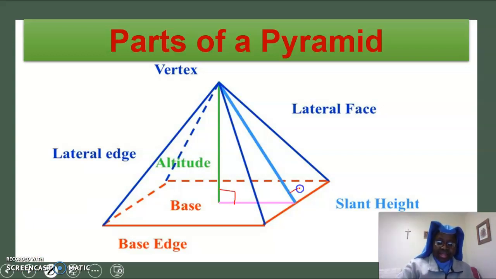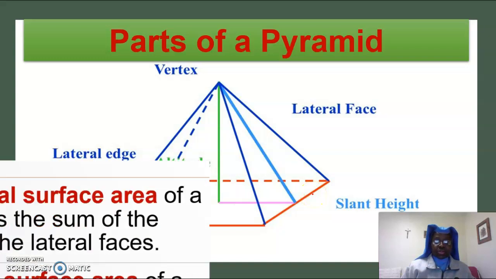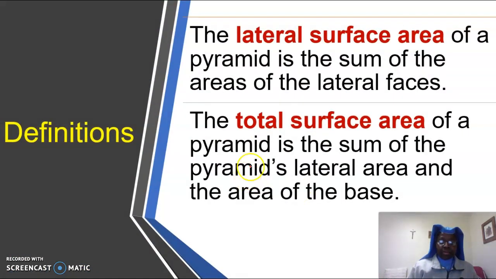And then we have the slant height. The slant height is also perpendicular to the base edge. And you can see a right triangle formed inside with the altitude and the slant height and the base. There's another right triangle formed with the slant height, the lateral edge, and 1/2 of the side. So in case we need to find those, we use the Pythagorean theorem.